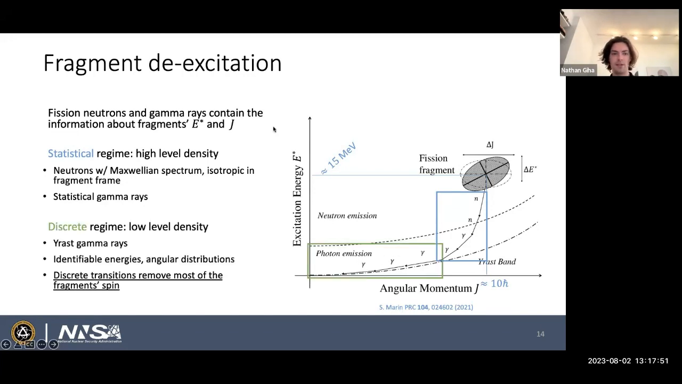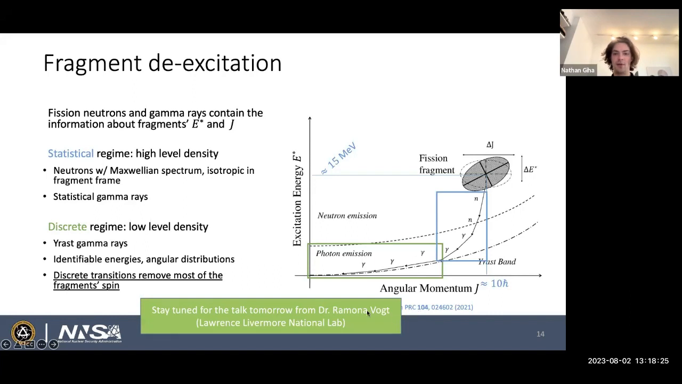maybe more so than these others, the discrete or yrast gamma rays that remove most of the spin. These things have well-studied identifiable energies. The nuclear levels in this regime are pretty far apart. So we can catalog these into nuclear data libraries and figure out the energies of each of these. And again, they remove most of the fragment's angular momenta. So they're super important if you want to, for example, do a measurement of the fragment angular momenta. And Dr. Ramona Vogt from Lawrence Livermore National Lab will talk about exactly that tomorrow. So definitely tune in for that.